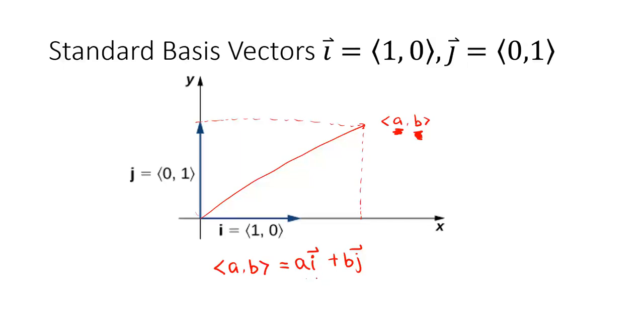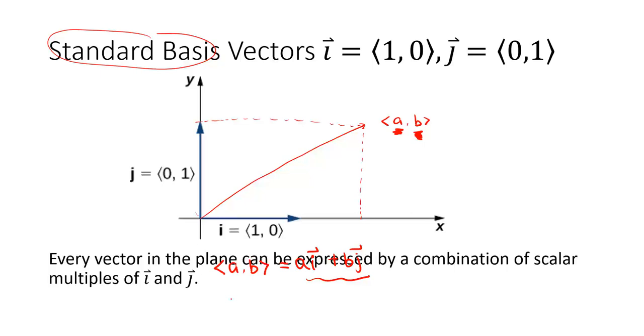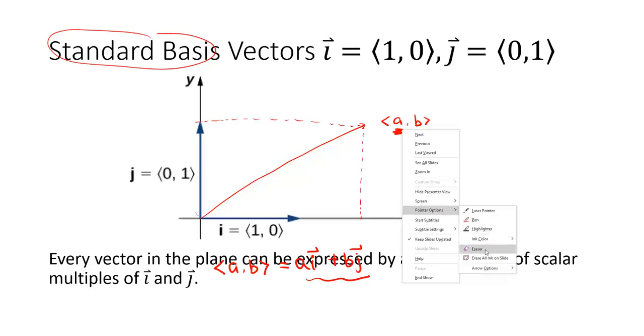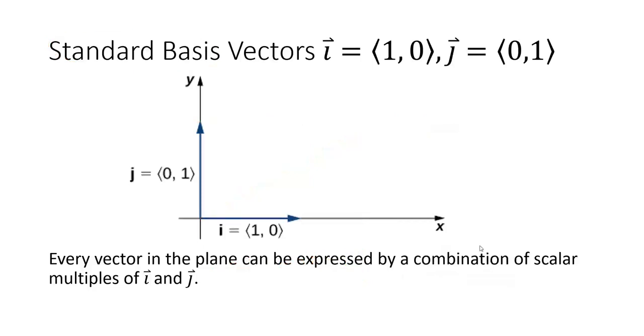Okay, so this part on the right is called the standard basis form, and on the left it's called the component form, and they are just different notations for the same vector. Right, and every vector can be expressed by a... I'm sorry, let me remove this so you can see it better. Every vector in the plane can be expressed by a combination of scalar multiples of i and j because of that parallelogram law I just showed you, right?